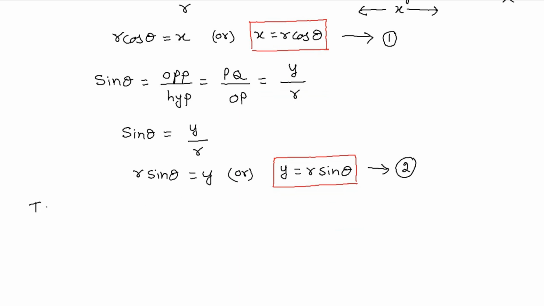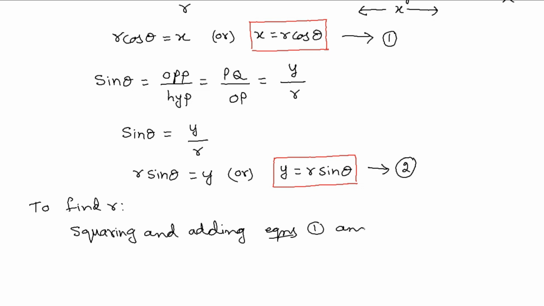So to find r, squaring and adding equations 1 and 2. Let us square and add the left hand side. The left hand side of equation 1, if you square, you'll get x square, plus the square of the left hand side of equation number 2, which gives x square plus y square.